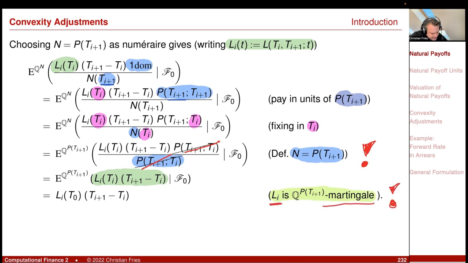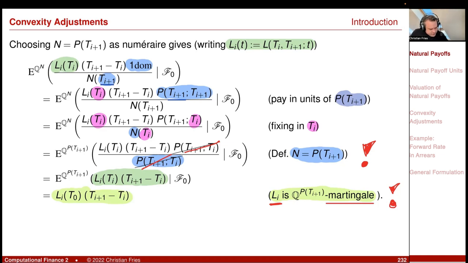My Li is a martingale under that numerator. So I know the expectation. This is a linear payoff here, so I know the expectation. I know that this is then Li observed today. And in the evaluation, there is in front the numerator at evaluation time. But I just left this out here.